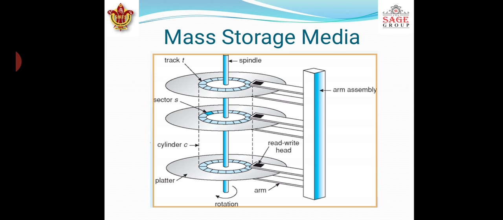So, as we have just seen the terminology, just see that the terminologies or definitions can be clear with this diagram. This is the arm assembly, you can see. Then with the help of the read write head, there are different cylinders. One spindle is there. With the help of this spindle, this disc will rotate.